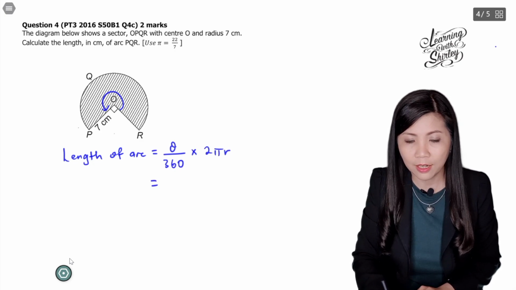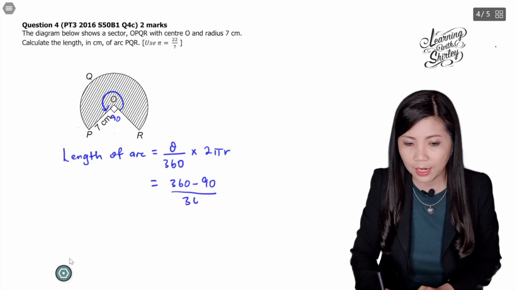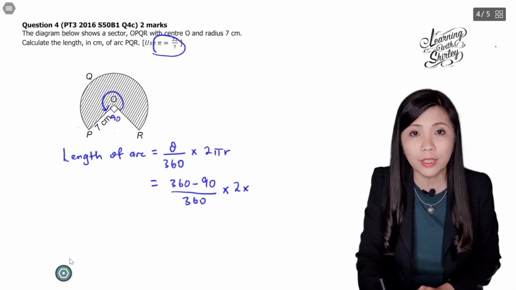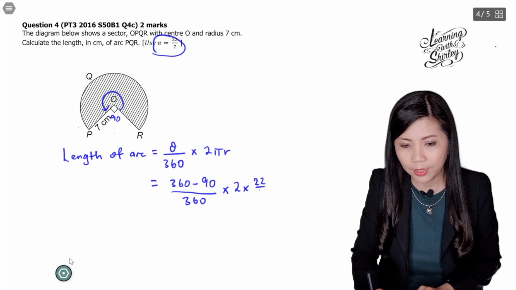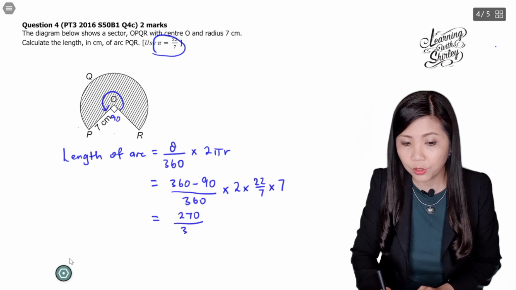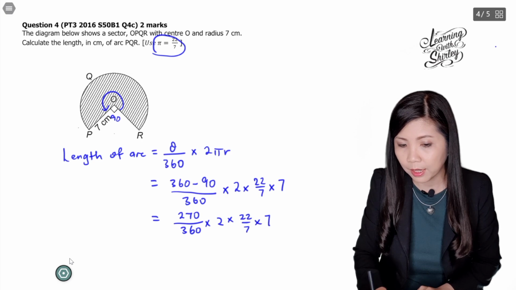So the theta here is 360 minus 90 degrees, then over 360, times 2, and the pi we're going to use 22/7, times r, which is 7. So it equals 270 over 360 times 2 times 22/7 times 7.